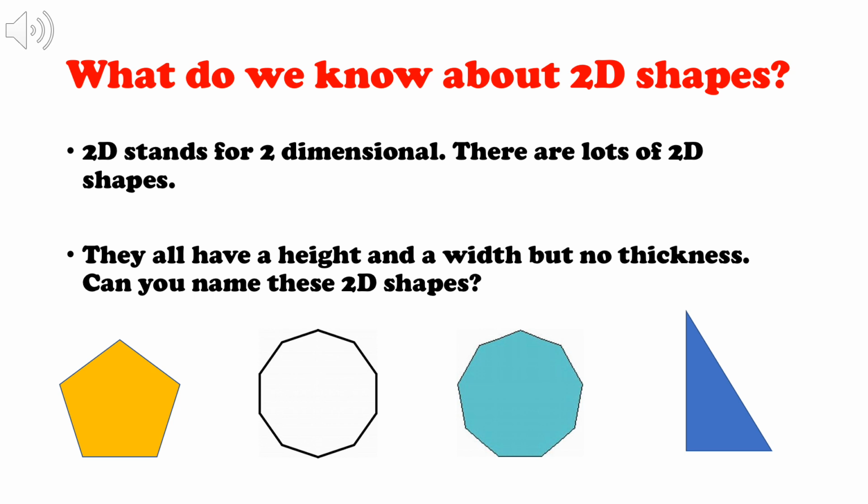So our question was, what do you already know about 2D shapes? Remember, 2D stands for two-dimensional, and there are lots and lots of 2D shapes that I'm sure that you could name. They all have a height and a width, but no thickness. Can you name any of these 2D shapes that you can see on the screen?